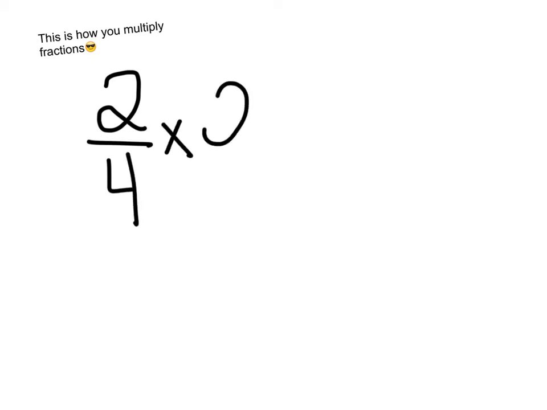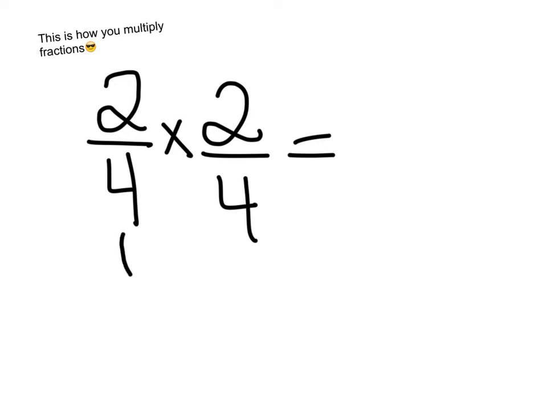This is how you multiply fractions. Let's start with a simple and easy one. Let's start with 2/4 times 2/4. Now, problems like this may not always be easy. Sometimes they may have different denominators, sometimes they may have different numerators. So let's start with this.